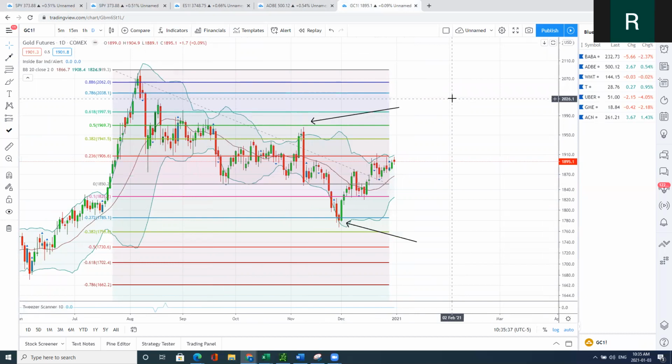And then here's an example of gold. Here's the daily chart. We have this initial push down, pull back to the 50, trade to the 272, and now we're pushing back up. So it's a very, very powerful strategy.